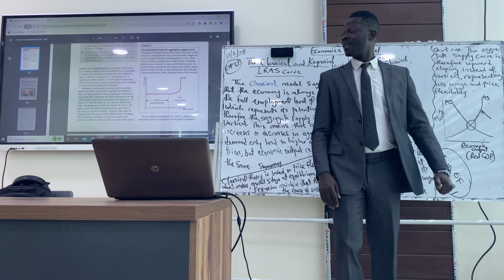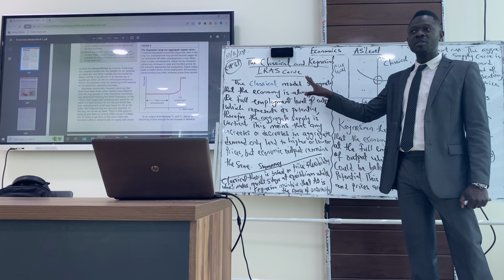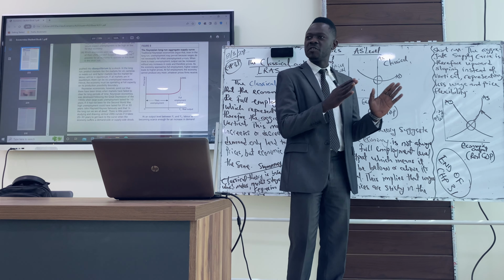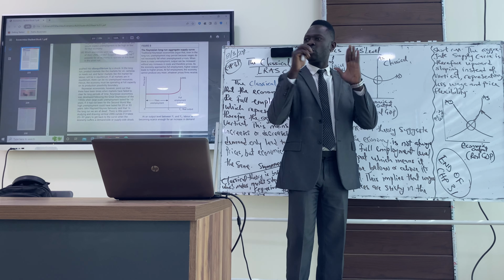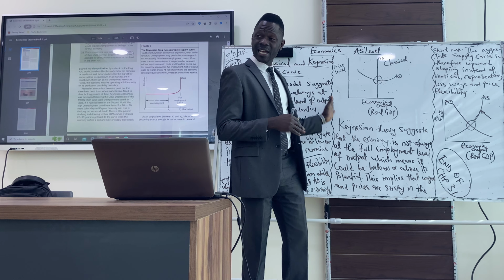It's morning already. So I'm just going to quickly summarize the difference between the classical and Keynesian long-run aggregate supply curve. The long-run aggregate supply curve represents the productive potential of an economy. That is what long-run aggregate supply is. But there are different suggestions from the classical and the Keynesian.